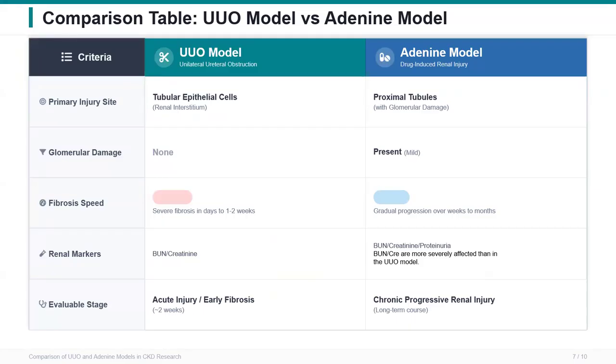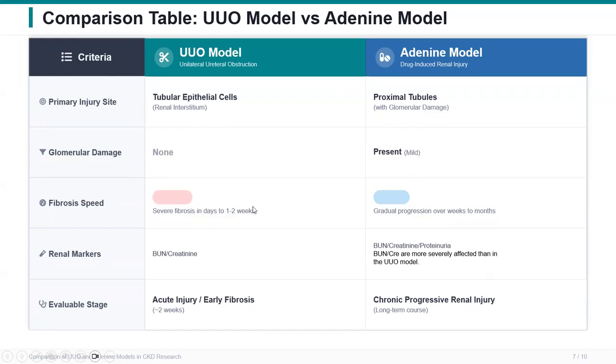This is a comparison table of the UUO model and adenine model. The primary injury site in the UUO model is the tubular epithelial cells. In the adenine model, it is the proximal tubule with glomerular damage. And in the UUO model, there is no glomerular damage. In the adenine model, they do have some damage in the glomerular region.